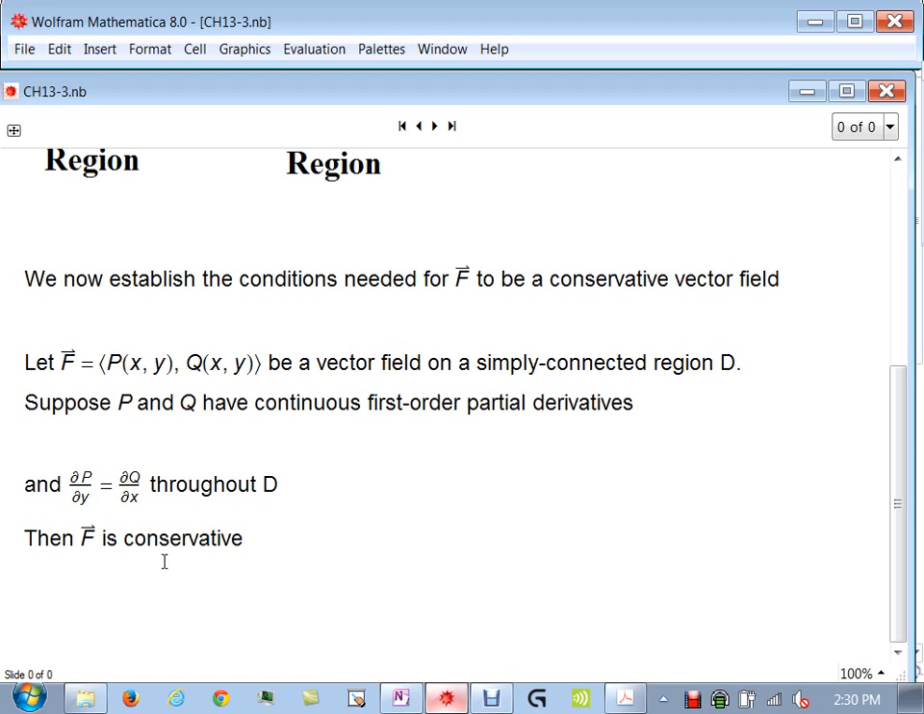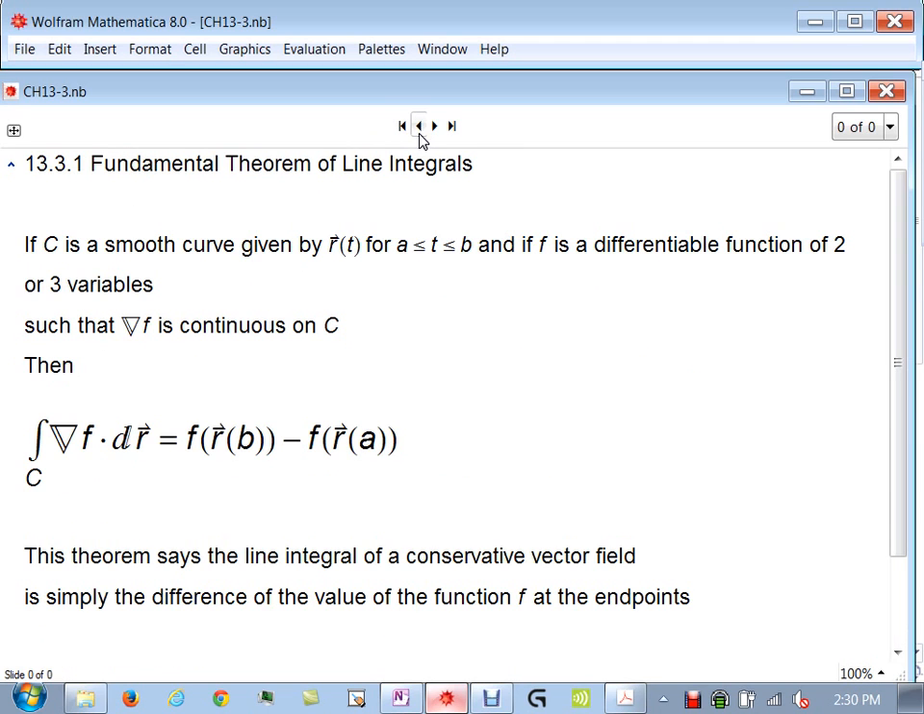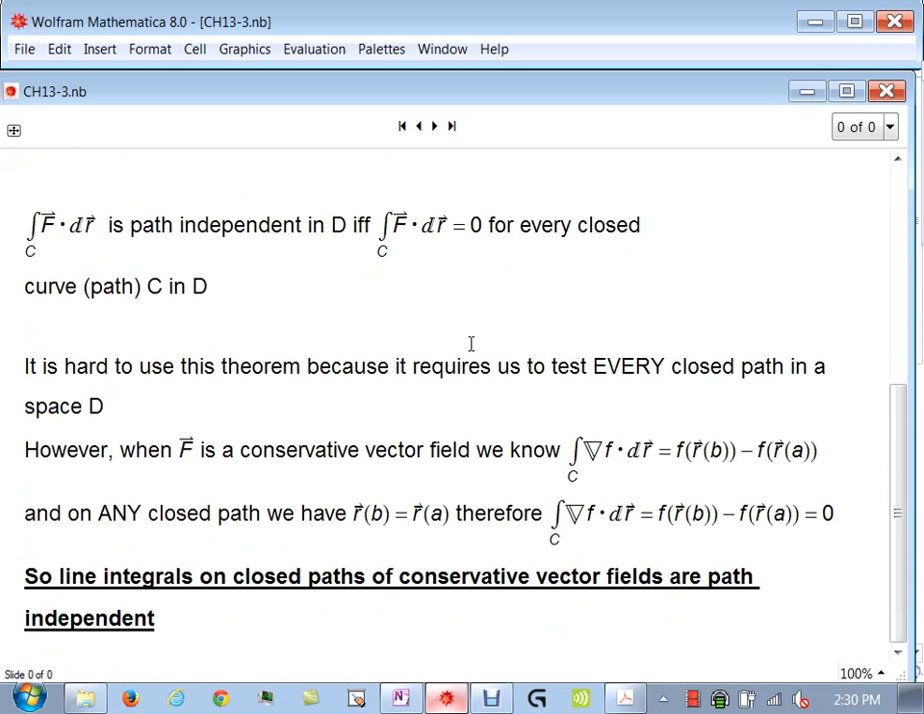So this is what we will do to check if a vector field is conservative. This is a super powerful theorem, because how else would you know if something was conservative? You would have to try and figure out the scalar function it came from, right? This says you don't have to do that. All you have to do is check that these two partials are equal. If these two partials are equal, it is conservative. Then you can assume that the theorem we had before will hold: the line integral on a closed path, conservative vector fields are path independent.